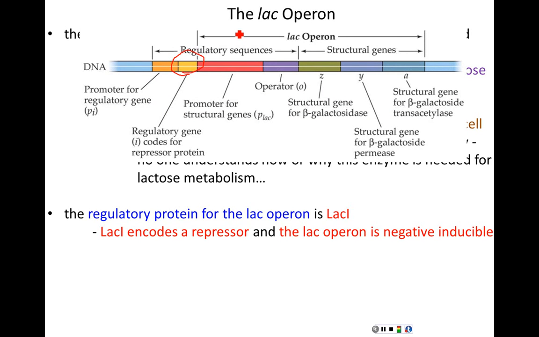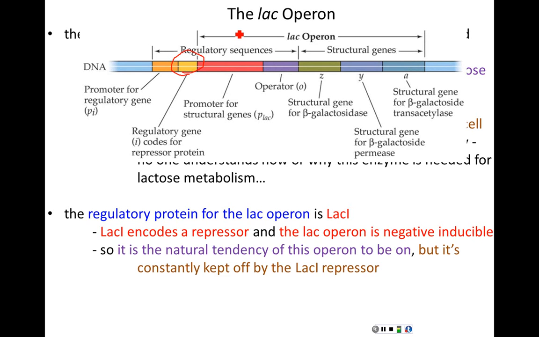And the lac operon is an example of a negative inducible gene. It is inducible in the sense that its natural cell-maintained state is to be off, and the cell decides to turn the operon on when it's needed. And the negative side of that is that the natural tendency of the operon is to be on, like a water heater, and it is turned off by the cell under most conditions using the LacI repressor regulatory protein.